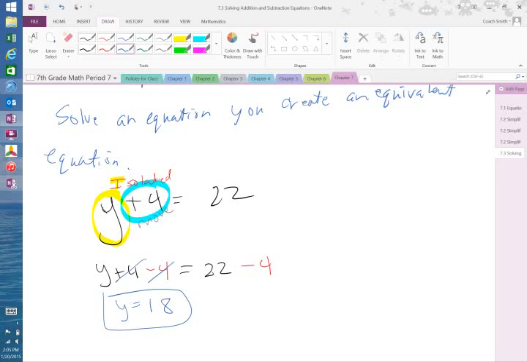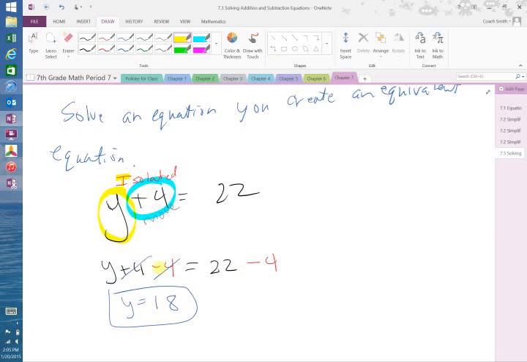Okay? Trinity? I didn't add another 4. There's only one 4 up there that I'm adding, and it was already there to begin with. Now, I subtracted 4. The reason I'm doing that is because that's the inverse of adding the 4. This is the inverse of that. So to solve it, that's what I do to both sides.